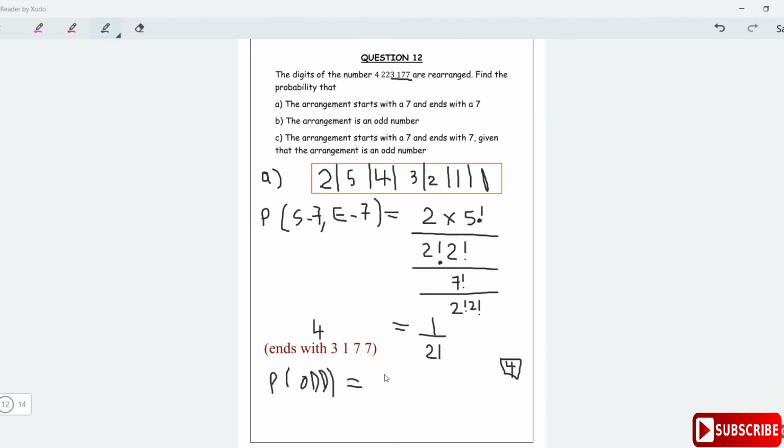So to get an odd number, it's going to be 6 factorial times any one of those 4 numbers, because it can be any one of these 4, divided by 2 factorial times 2 factorial. And then this is going to be divided by 7 factorial over 2 factorial times 2 factorial. So this is what we work out, and this will be the probability that it is odd.